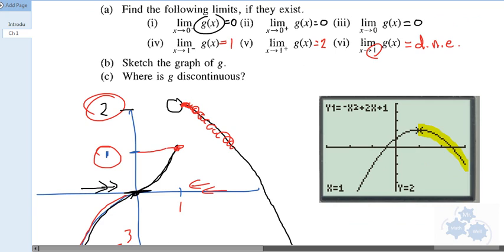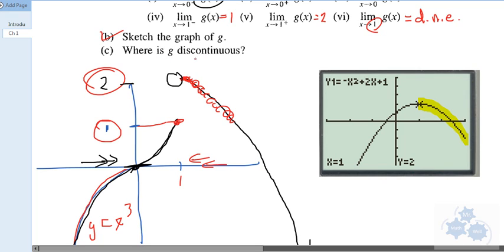Gotcha? Okay, now I guess B says to sketch the graph, so it's great. I guess we already did that. And if it asks us where is g continuous, or sorry, discontinuous, well, it's at x equals 1. Because you can see an obvious jump gap there. Okay? Does that make sense?